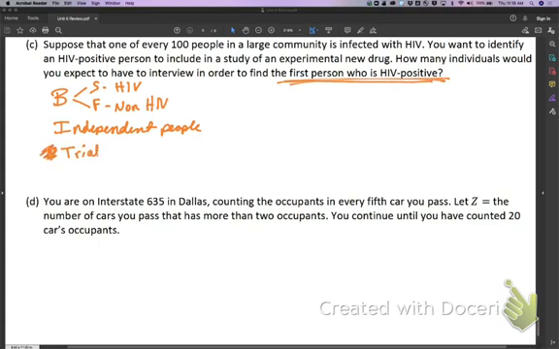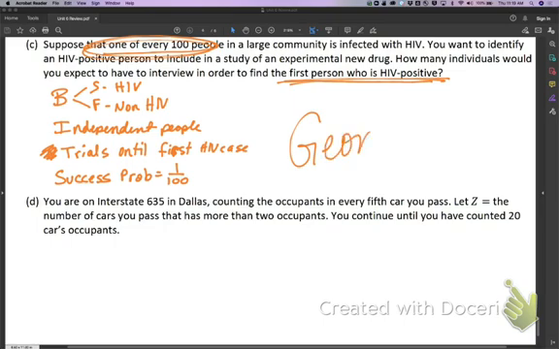We're going to do trials until first HIV case. Once I get that first HIV case, I'm done. I've got my person, and I'm going to include them in my experimental trial. Our success probability. It tells us here that 1 out of every 100 people is infected. So my success probability would be 1 out of 100. It looks like we have ourselves another geometric distribution.